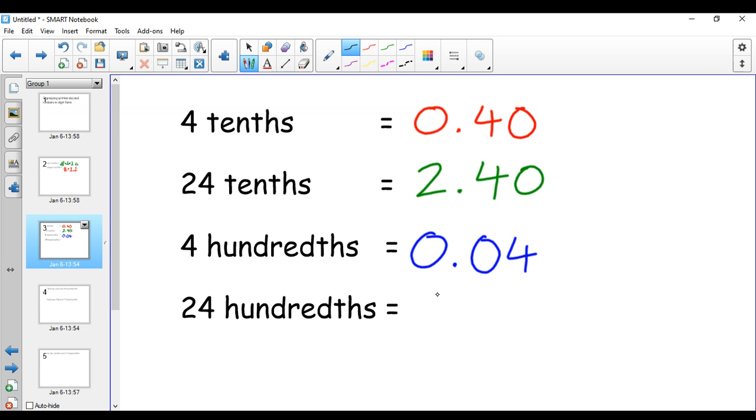And my last one down here, I'm not going to go for yellow, you won't be able to see that, 24 hundredths. Well, that's actually less than a whole, so 0.24 is 2 tenths and 4 hundredths. So looking back at these, 4 tenths will be 0.40, 24 tenths would be 2.40, 4 hundredths would be 0.04, 24 hundredths, remember that, is 0.24.